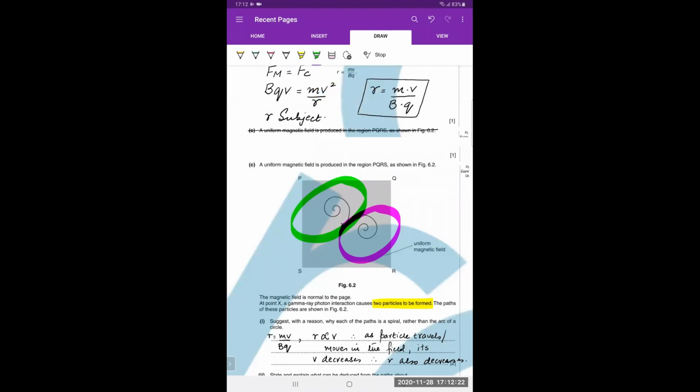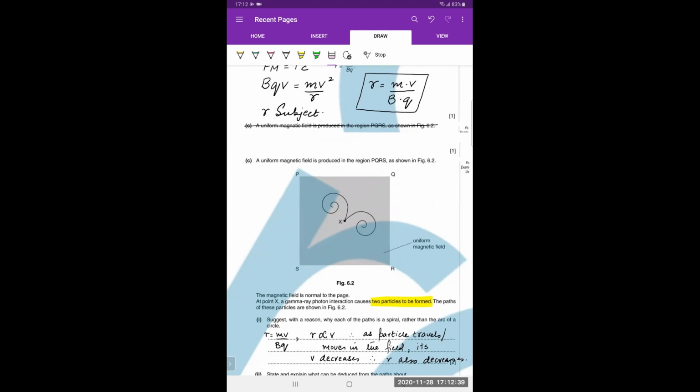That's the green one. Okay, so there are two particles getting produced, and both of these particles are traveling in the exact opposite directions, and the shape kind of resembles more of a spiral rather than a circle. So first part where they are asking you, suggest with reason why each of these paths is in the shape of a spiral rather than the arc of a circle.